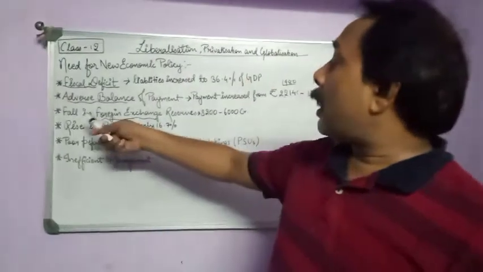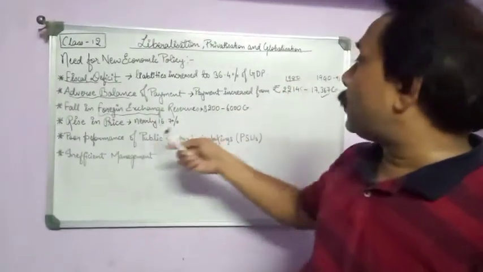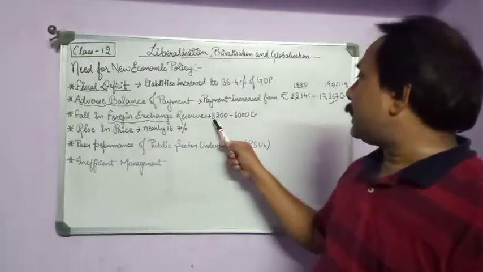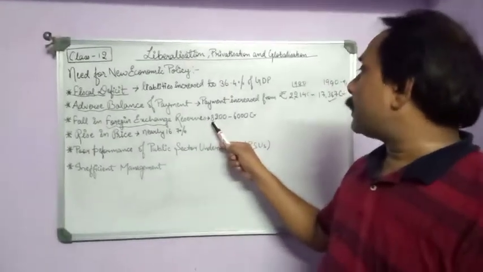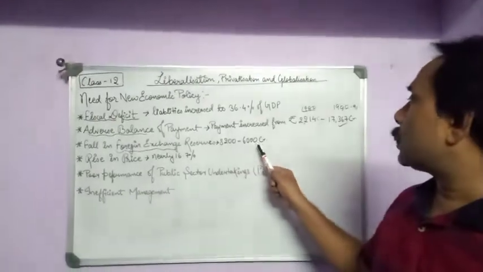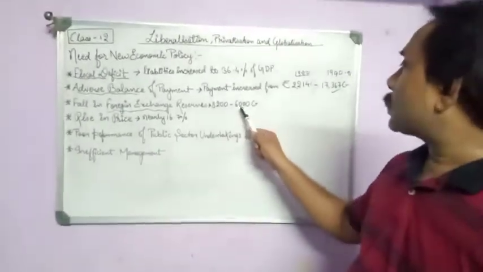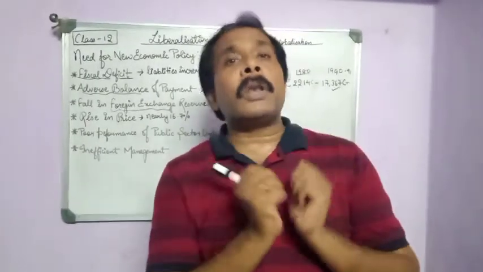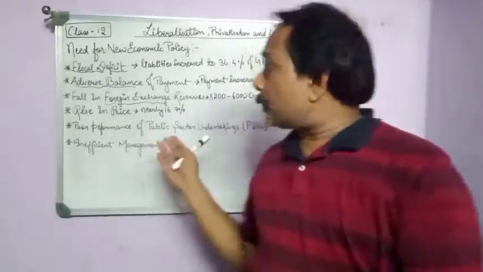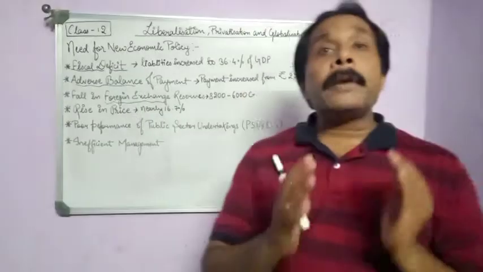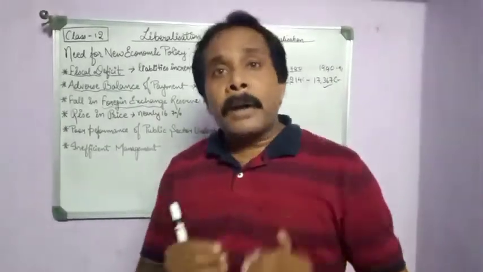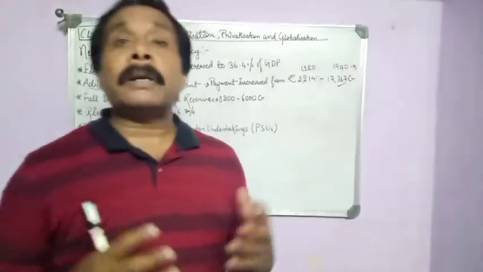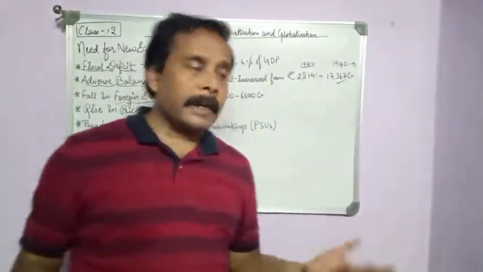Up to the year 1991, the foreign exchange reserves had decreased from 8,200 crore to 6,000 crore. So 6,000 crore is a small amount. From that amount, we can only fulfill the demand of our country for 2 weeks. So it indicates that our condition was very miserable.